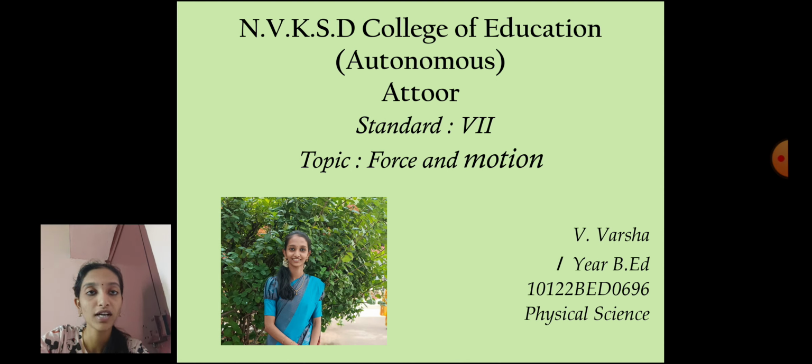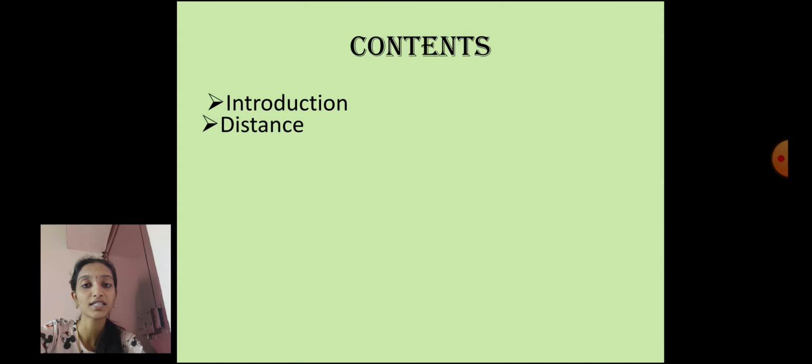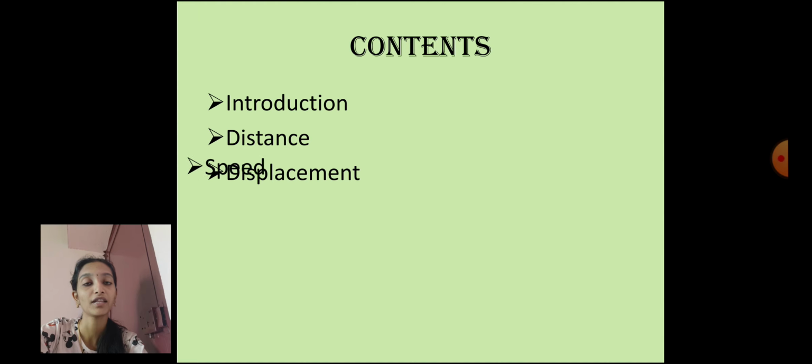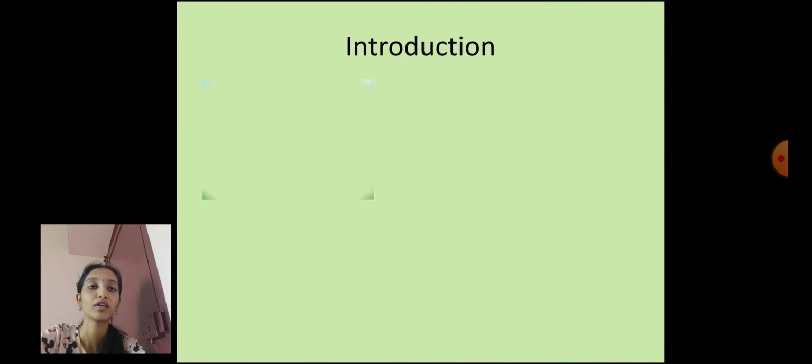Today we are going to learn about the 7th standard topic. The topic name is Force and Motion, Unit 2, Term 1. So first let's see what the contents in this topic are: first the introduction, distance, displacement, speed, and the last one is velocity. First, let's see the introduction part.